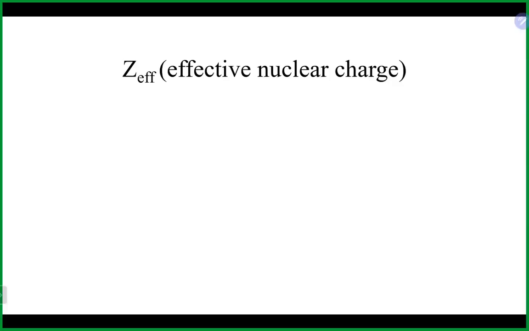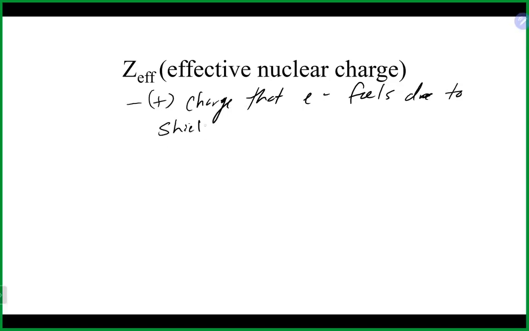So one of the reasons why we see that is an idea of what is known as effective nuclear charge, which is sometimes abbreviated as Z effective. That is the positive charge that an electron feels due to what is referred to as shielding. So what does that mean?